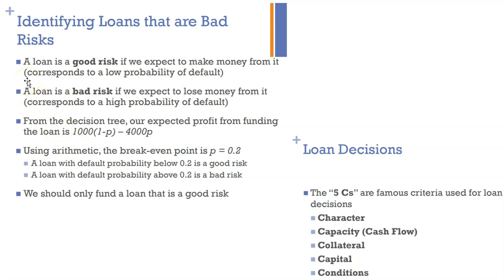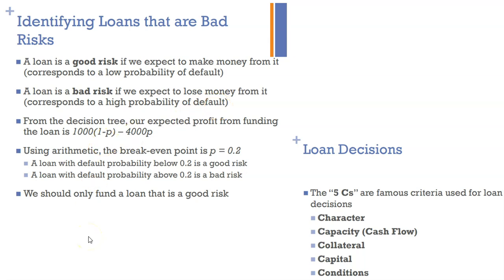A loan is a good risk if we expect to make money from it. Good risk, or in other words low risk, corresponds to a low probability of default. A loan is a bad risk, or high risk, if we expect to lose money from it. That corresponds to a high probability of default.